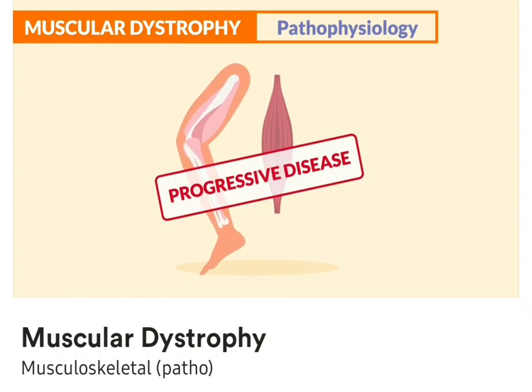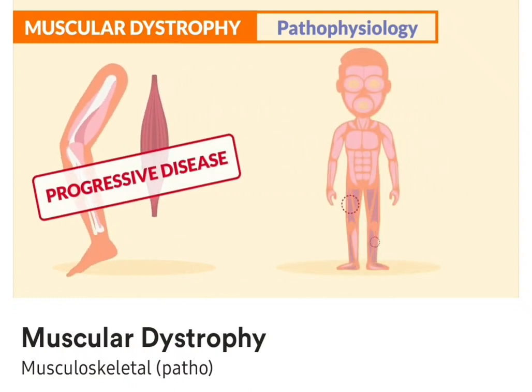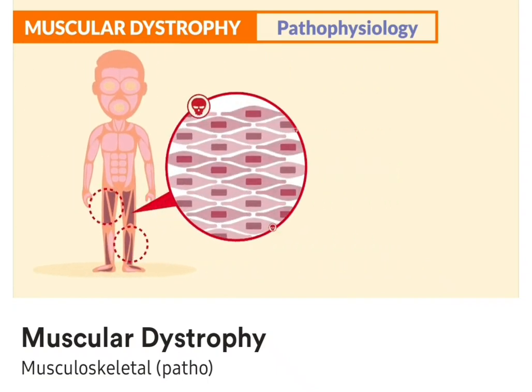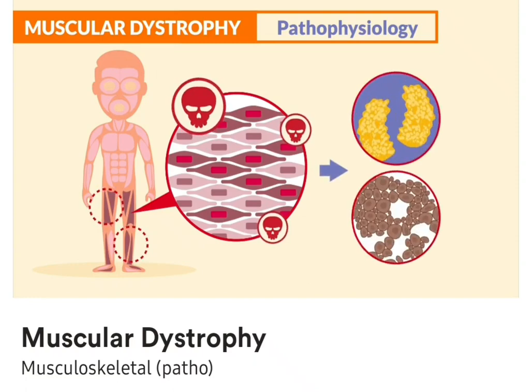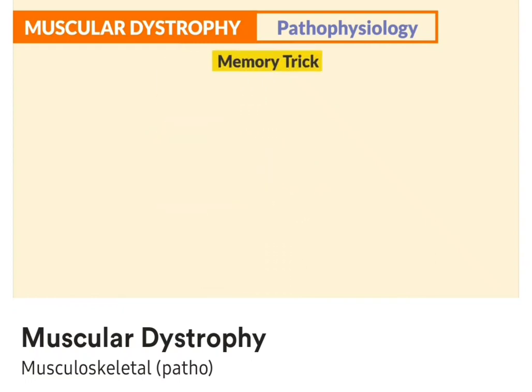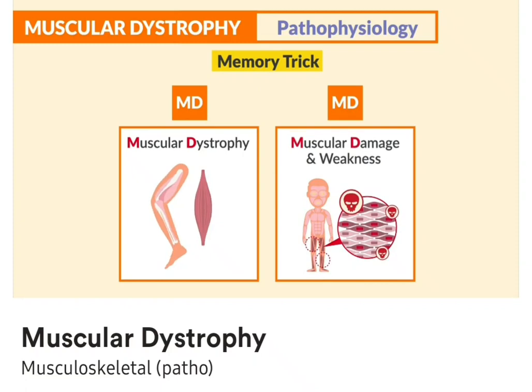MD is a progressive disease, meaning there is more and more muscle weakness that begins in the lower extremities, and over time, more and more muscle cells die, turning into fat and scarred tissues. So muscles can appear big and strong, but in reality, they're weak and frail. Now for the memory trick. MD for muscular dystrophy, think MD, muscular damage and weakness.